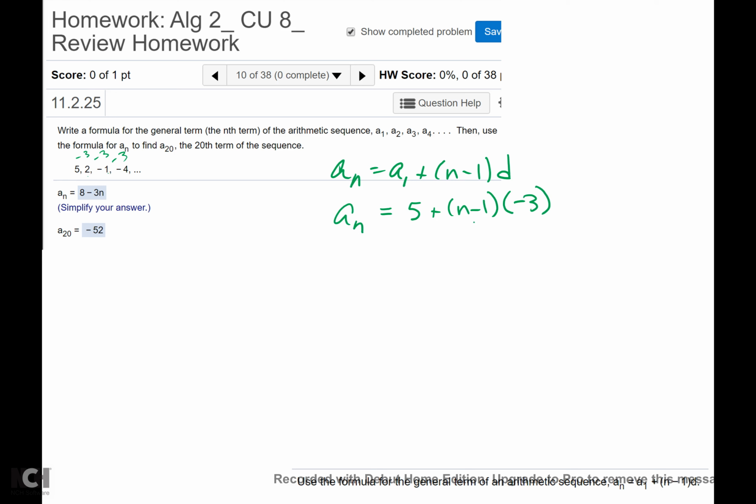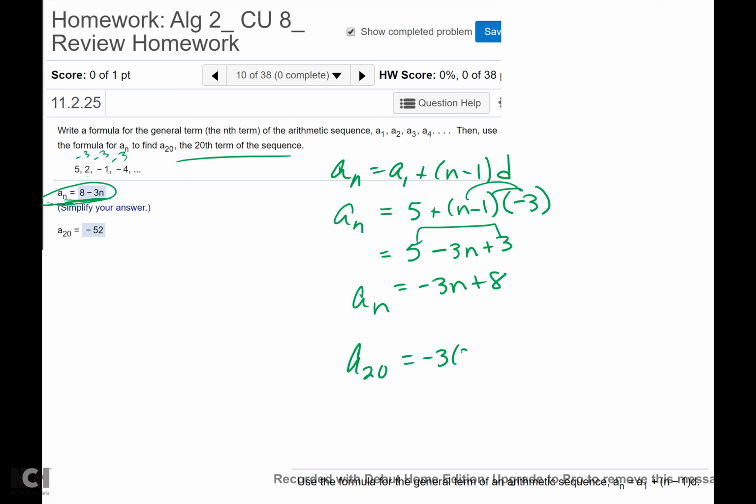Okay, so if I simplify this, this wouldn't be wrong. That's your formula. But all they did was simplify it. So they distributed the negative 3. 5 minus 3n plus 3, which gives me negative 3n plus 8, combined like terms. And then they just wrote it as 8 minus 3n. So now they want me to use it to find the 20th term. Well, the 20th term is going to be negative 3 times 20 plus 8. That's going to be negative 60 plus 8, which is going to be negative 52.